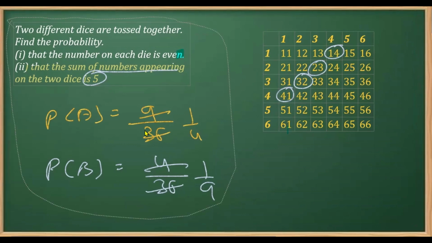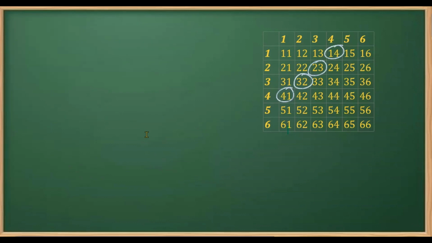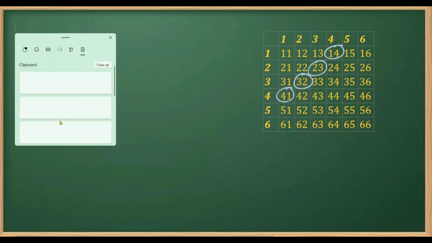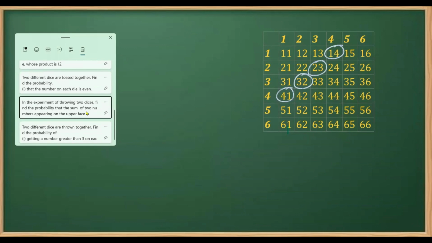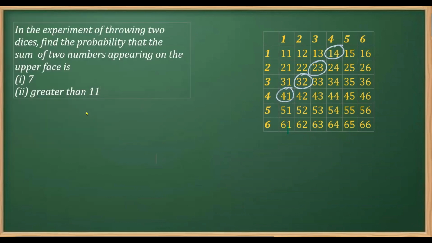So this is the fifth one. Let's check for the number. This is the next one. So again, tossing 2 dice, what we have to find out? The sum of the numbers appearing on the upper face, the same thing, is 7. So exactly 7 is the sum. Sum as 7. Where is that? Yeah. So sum as 7.